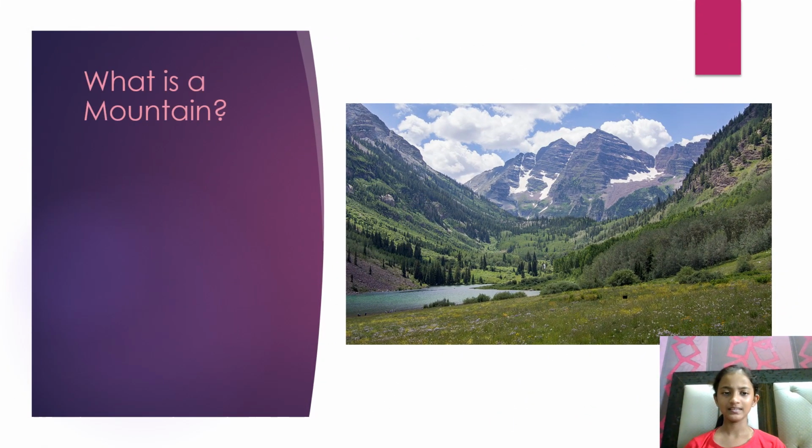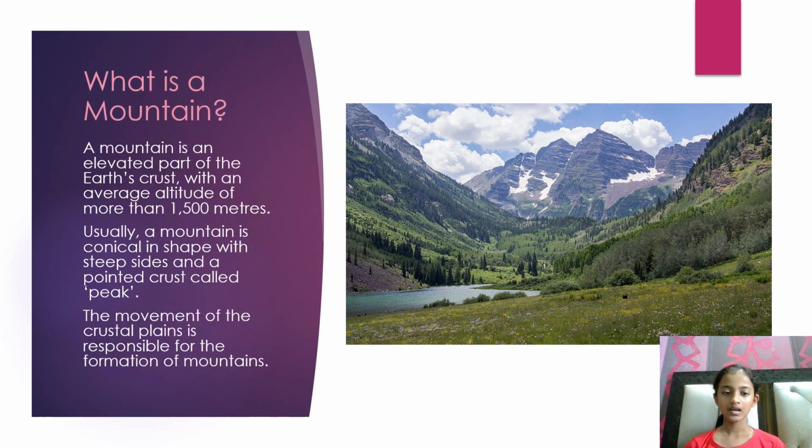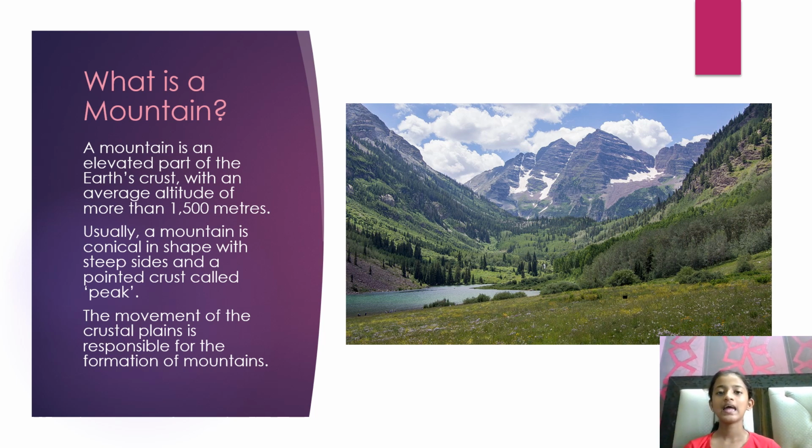What is a mountain? A mountain is an elevated part of the Earth's crust with an average altitude of more than 1,500 meters. Mountains you must have seen in real life. If not in real life, in Google Photos or any picture, you must have seen mountains. A mountain is an elevated part of the Earth's crust.